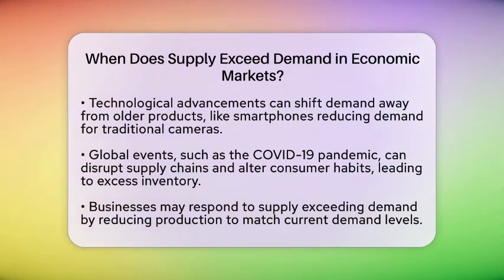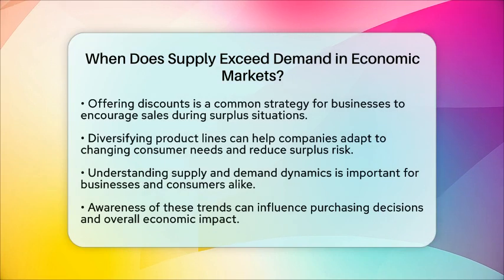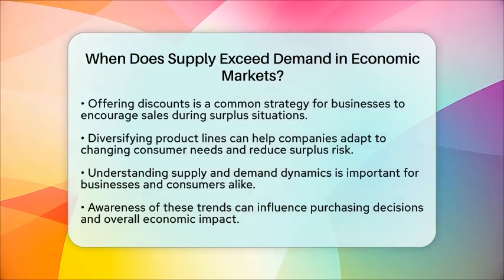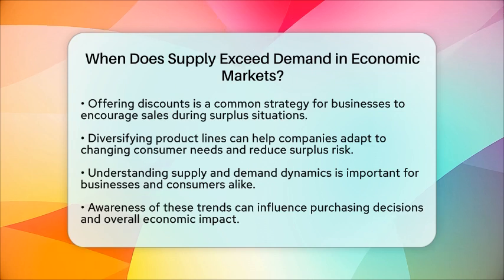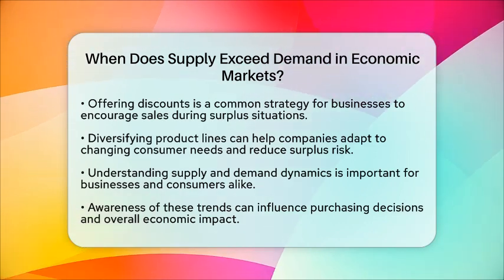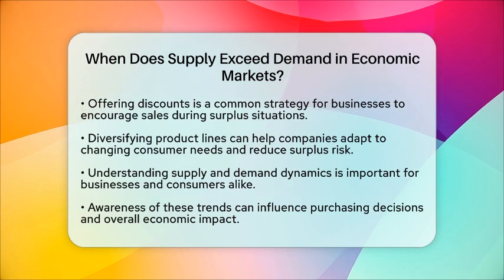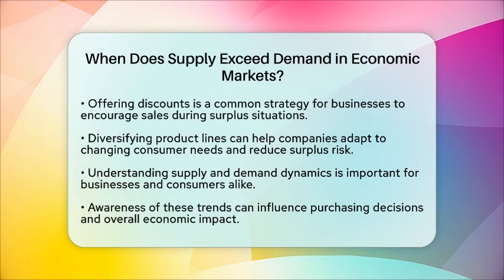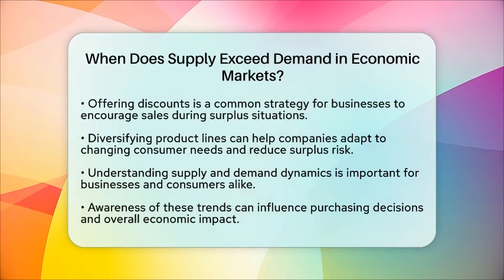To address situations where supply exceeds demand, businesses often take action. They might reduce production to align with current demand levels. Offering discounts is another common strategy to encourage sales. Some companies may also diversify their product lines to meet changing consumer needs. This helps them adapt to the market and reduces the risk of surplus.